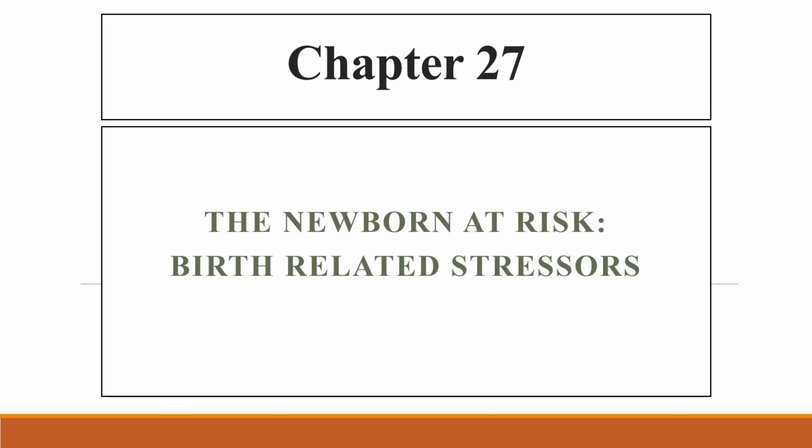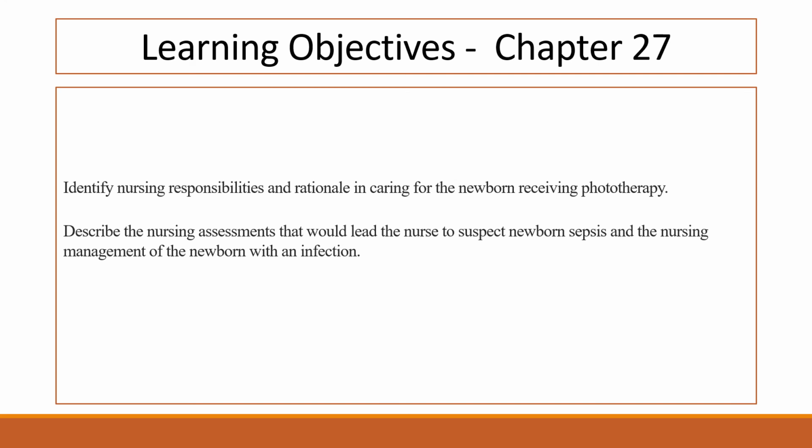So we're going to move on to chapter 27, which is a newborn at risk with birth-related stressors. For chapter 27, we're really just going to look at two objectives. There is a lot of information in there, but we want to focus on these two main things. The first is identifying the responsibilities and rationale for caring for the newborn receiving phototherapy, and the second is to describe the assessment that will lead the nurse to suspect a newborn with sepsis and the nursing management for that newborn with the infection.